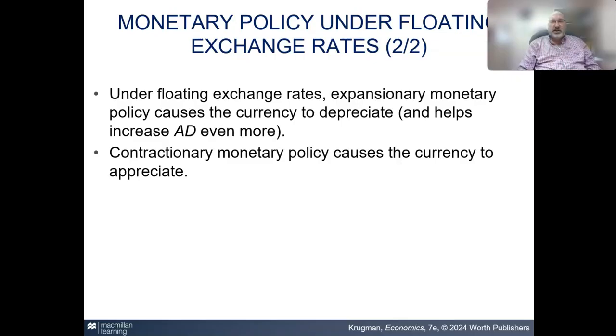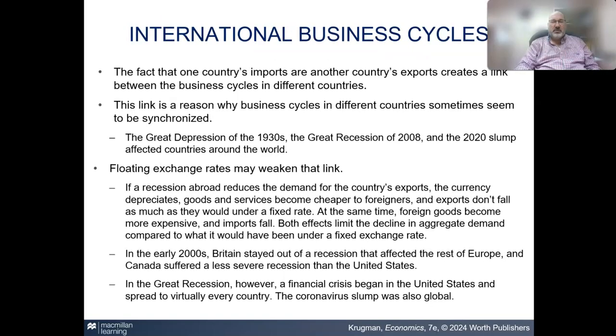So under floating exchange rates, expansionary monetary policy causes the currency to depreciate, which helps increase aggregate demand even more. And contractionary monetary policy causes the currency to appreciate. So there's where we end up. International business cycles. All right.